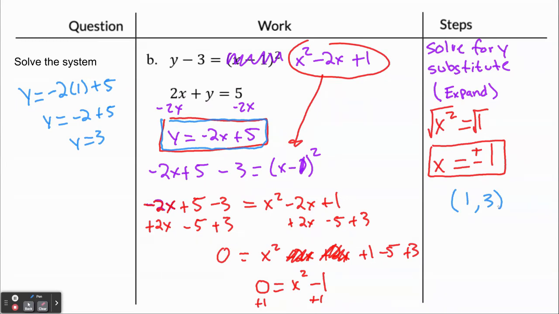And when x is negative 1, I get y equals negative 2 times negative 1 plus 5, which is negative 2 times negative 1 is positive 2 plus 5, and y equals 7. So when x is negative 1, y is 7, and that is my 2 solutions.